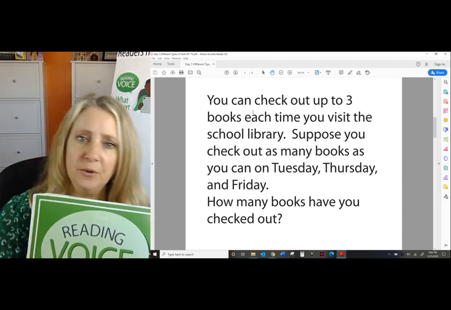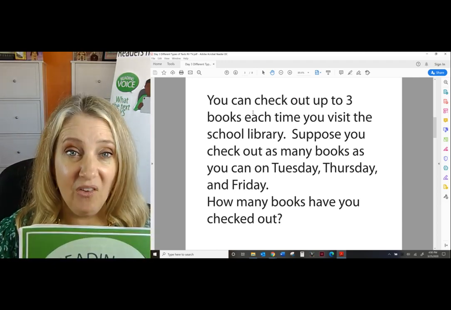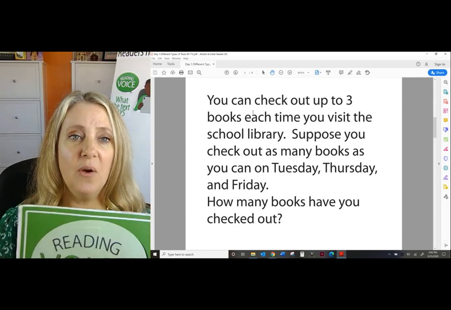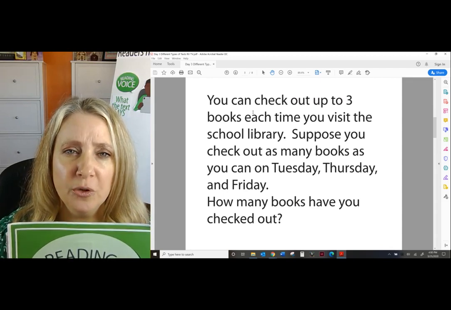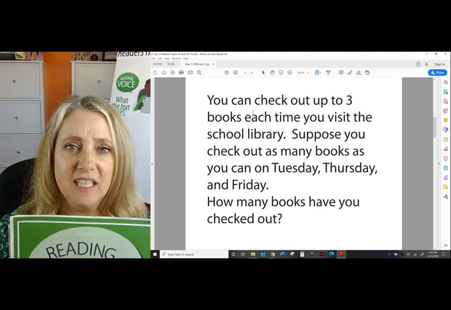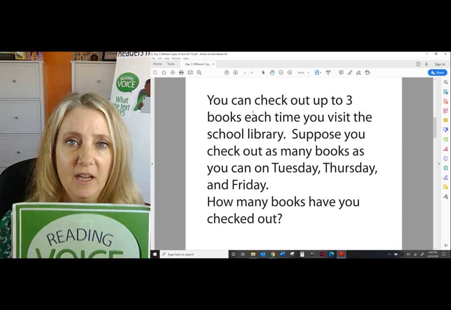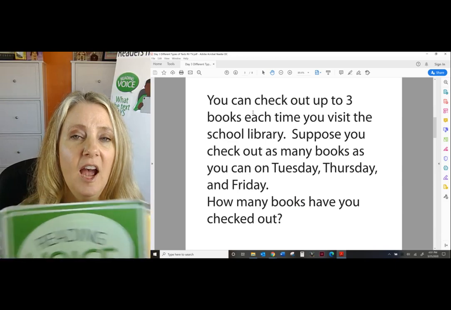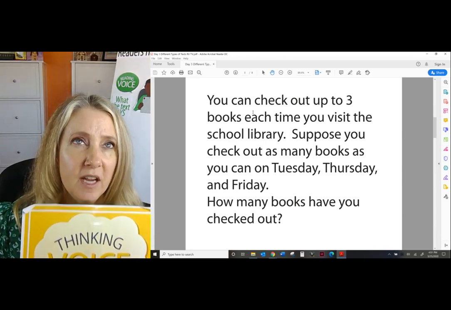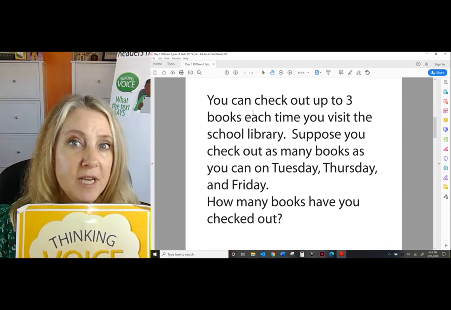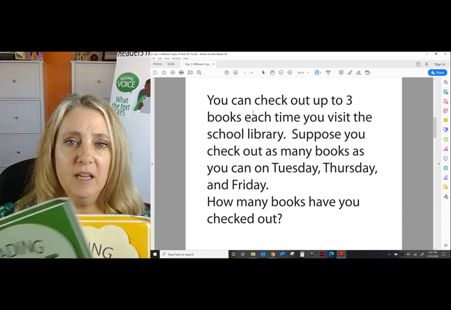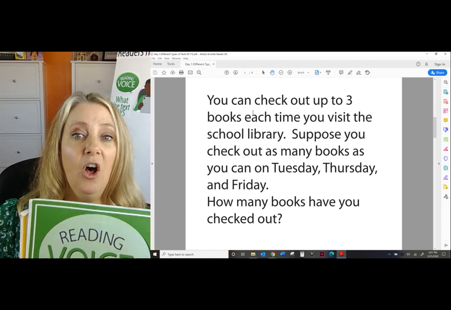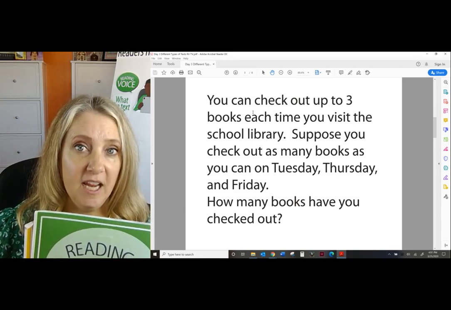I just read through the story problem, but now I need to go back in and tap into that thinking voice. So as I read the first sentence again, you can check out up to 3 books each time you visit the school library. Okay, so 3 books. So 3 every time you go. I'm using the thinking voice to really visualize myself with 3 books when I go. Suppose you check out as many books as you can on Tuesday, Thursday, and Friday.